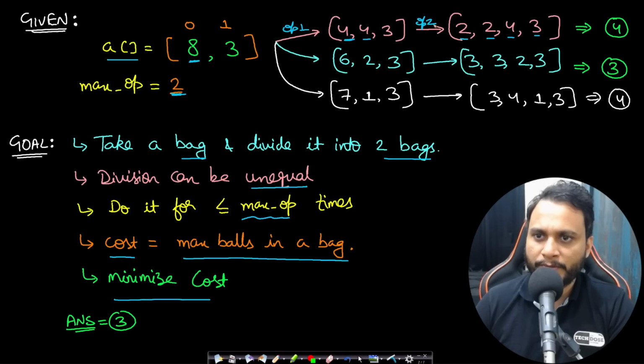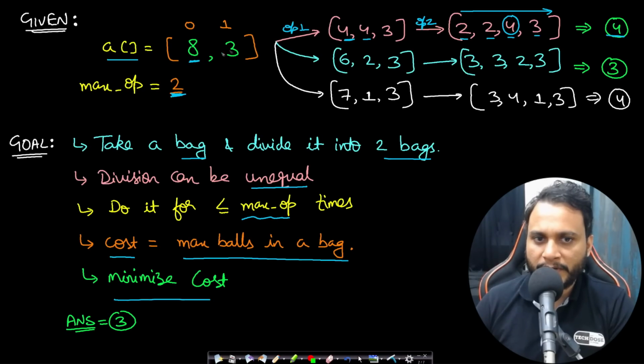After doing these two operations, I cannot do more operations, right? Because the max was 2. What is the maximum balls in a bag? So there are 4 bags now and the maximum balls are 4. Therefore the answer in this case is 4 for this kind of division that we have done. But this is not the only way that we can divide.